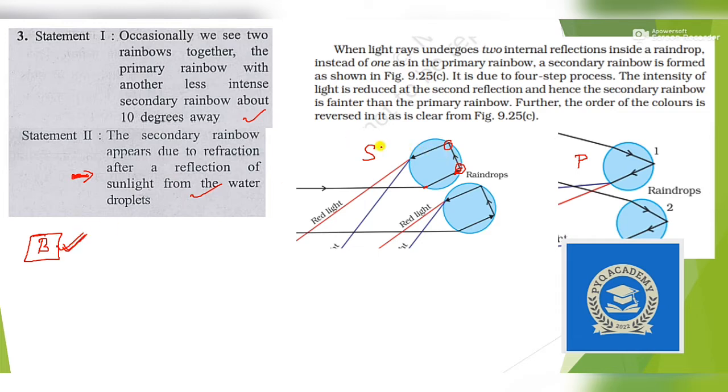But for this question, you just remember the difference between primary and secondary rainbow: in the secondary rainbow there are two internal reflections, and in the primary rainbow there is only one internal reflection. At the same time, the primary rainbow is more intense, that means it is more visible, while the secondary rainbow is less intense and fainter than the primary rainbow. Okay. So this concept is taken from the 12th class ray optics chapter.